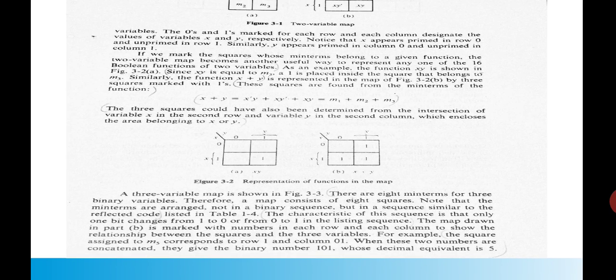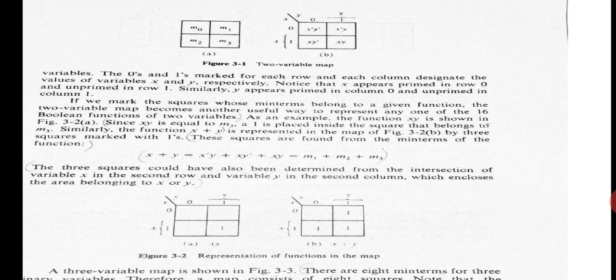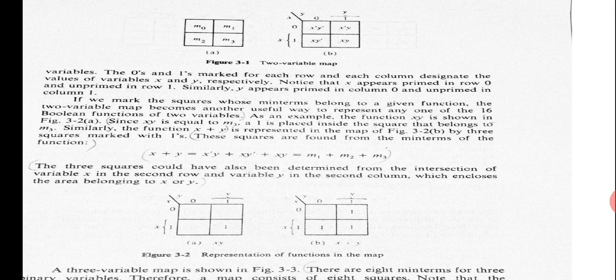Fine. A 3 variable map, that is the next concept. But did you understand how to represent? When you have x plus y, one function they have given is x plus y equal to x dash y plus xy dash plus xy. Now they ask you to represent that in the K map. How to represent? Based on the values, you have to put the table.